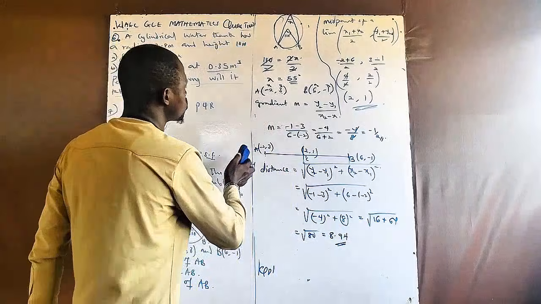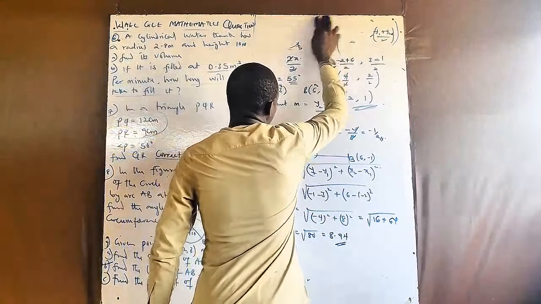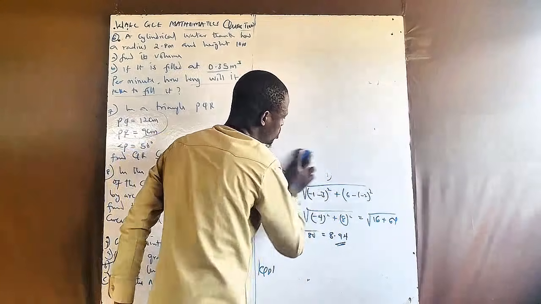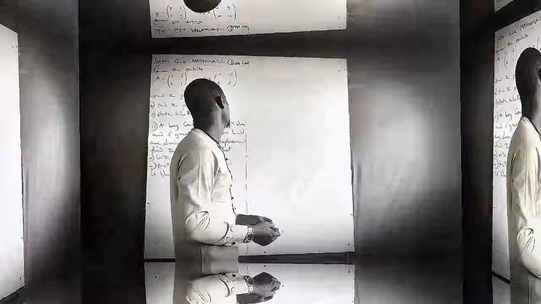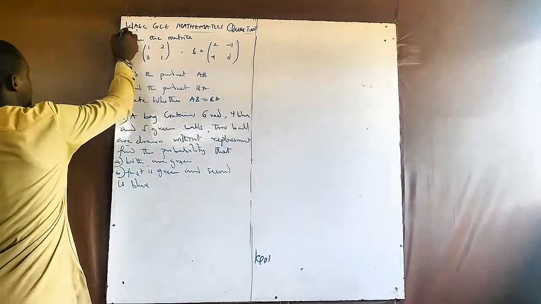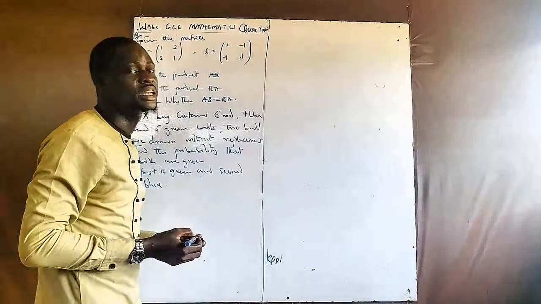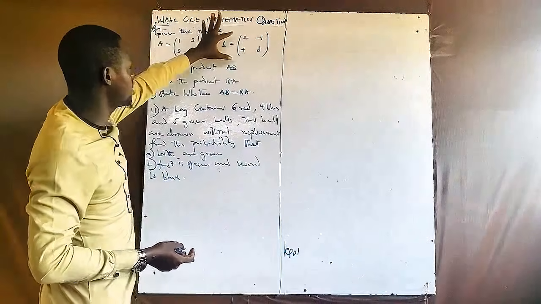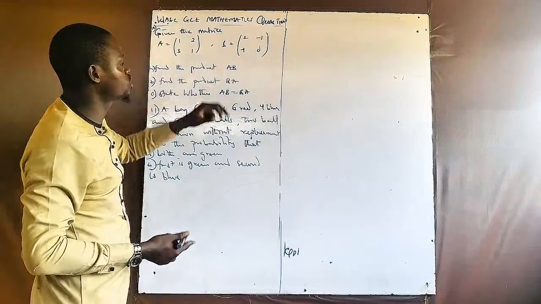Now we'll be moving on to question 10. I think we have just only 3 questions left. So let's move on to the next question, which is question 10. Now this is question 10. Question 10 is under matrices. Now the question said they give us matrix A and matrix B. It said to find the product AB.